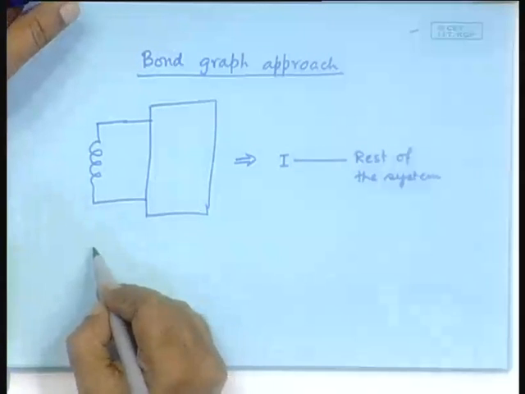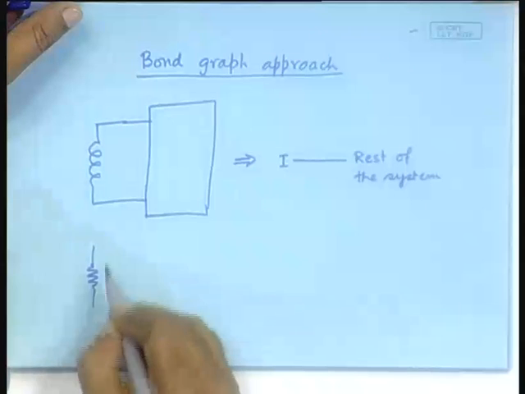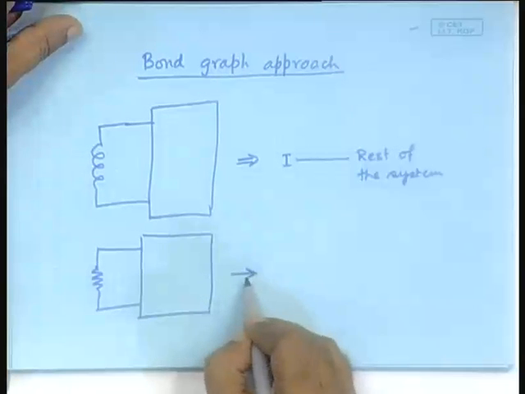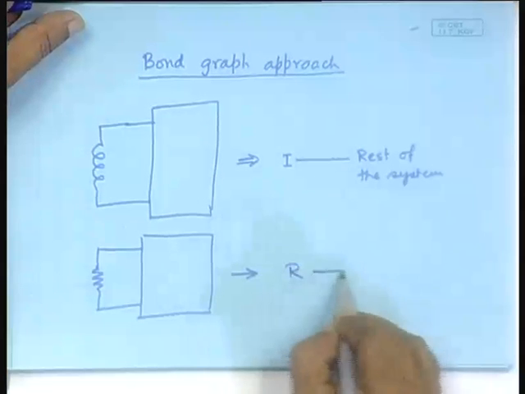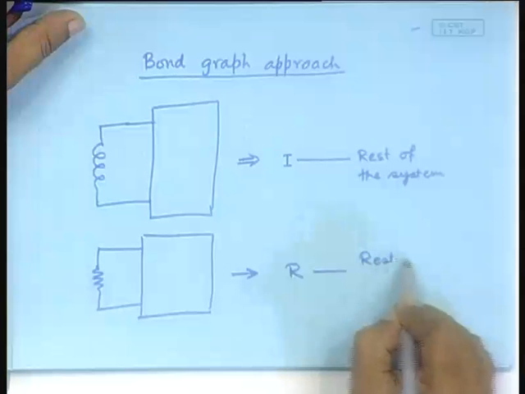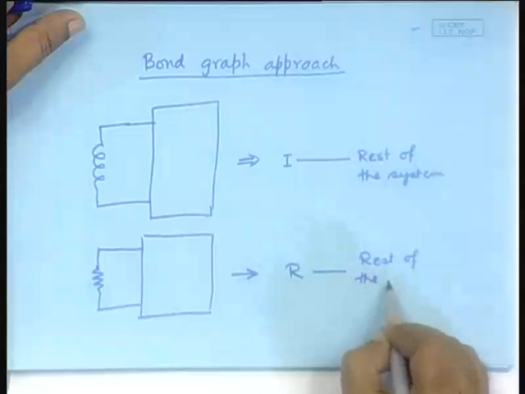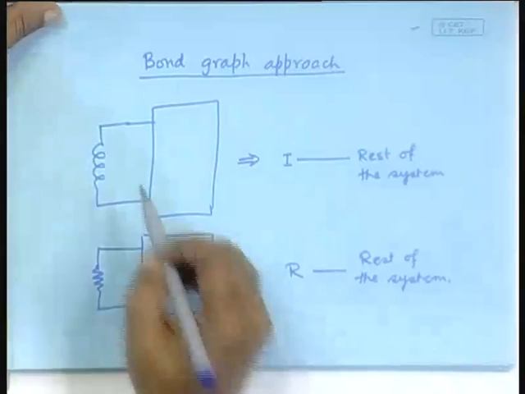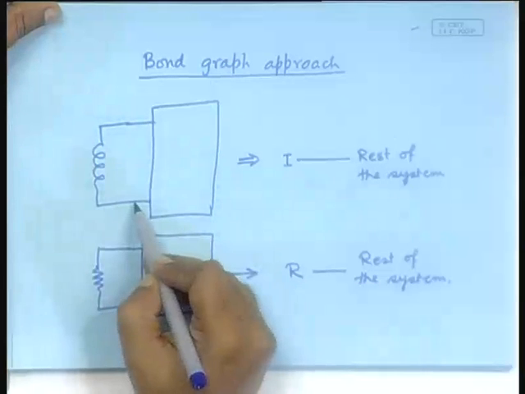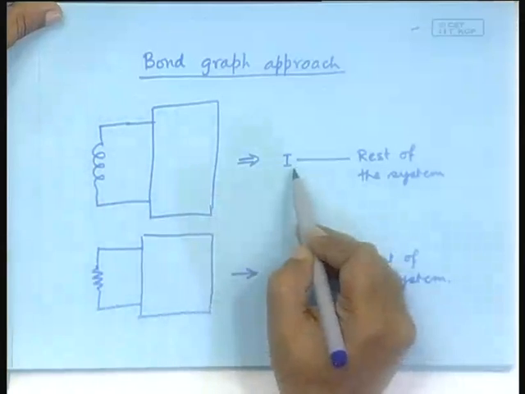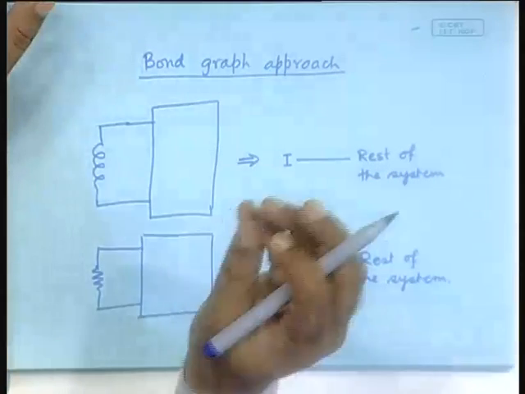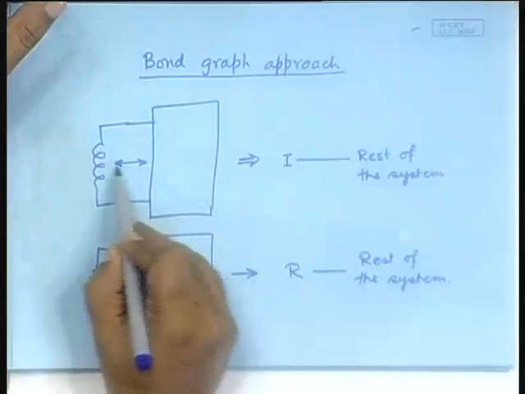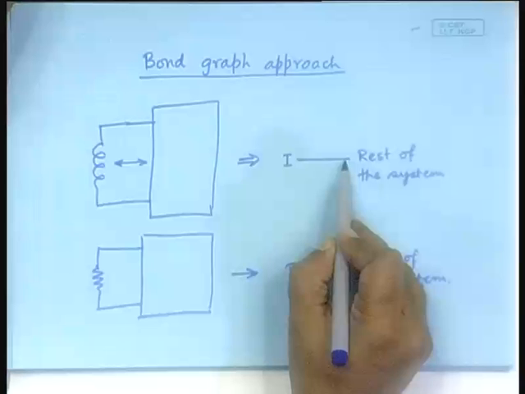Similarly, if you have a resistor connected to some kind of a rest of the circuit, then it will be represented as R connected to the rest of the circuit. Now, notice, even though the inductor has two extremities, we are not drawing it with two extremities, because essentially we are abstracting it. What does it do? It exchanges effort and flow. So, it is sufficient to represent that by one bond.